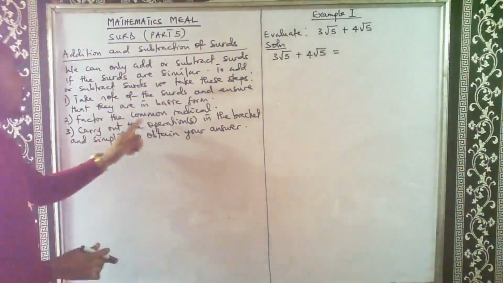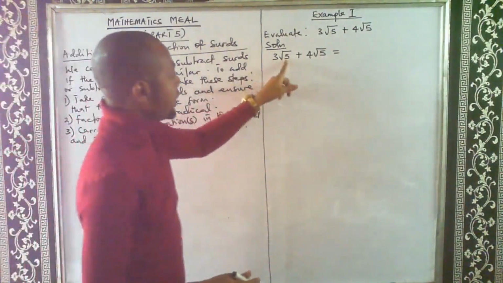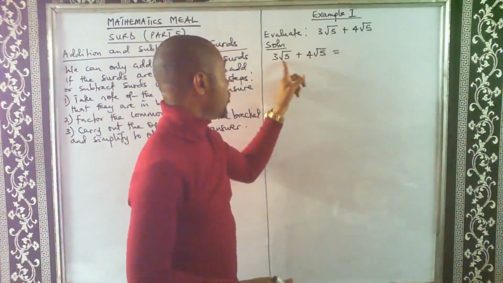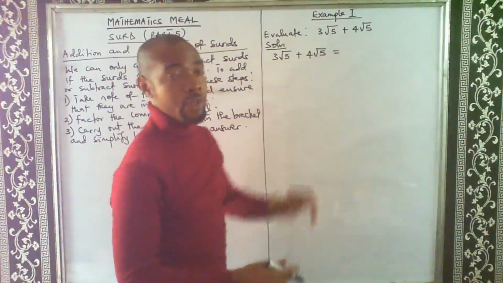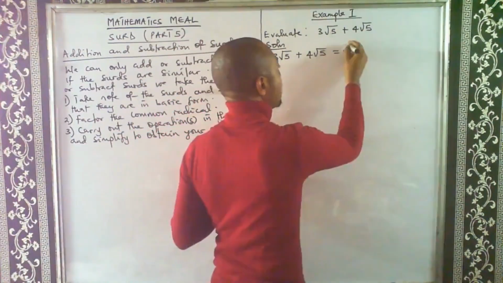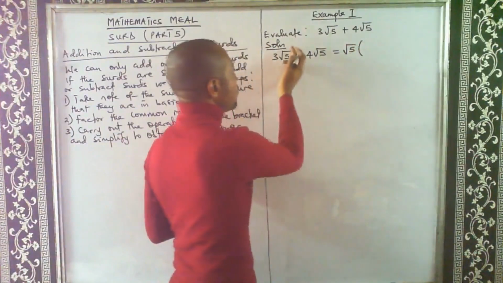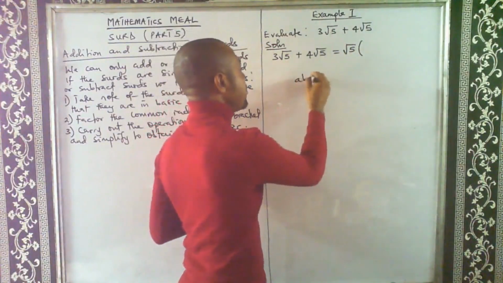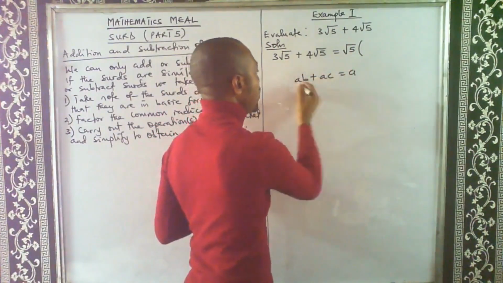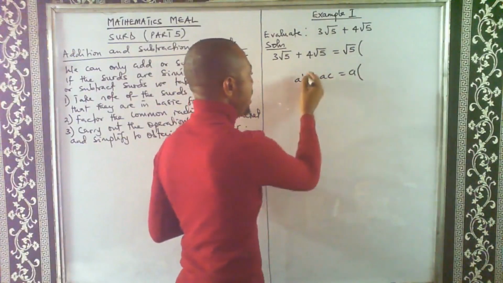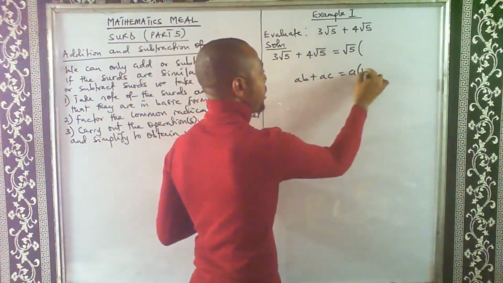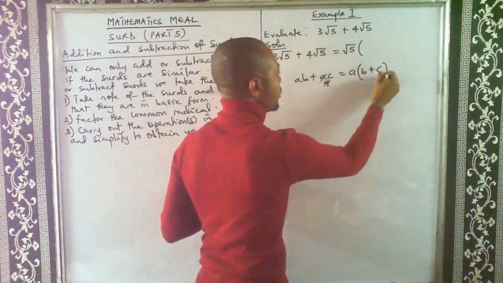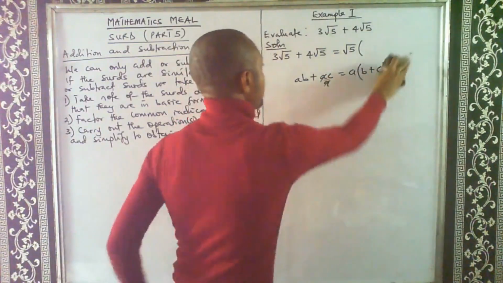Then the next thing, factor the common radical. The radical is the square root, that's the surd itself, root 3, root 5, and root 5. So if we factor it, it's common here. Remember how we do factorization. If I have AB plus AC, A is common, so when A divides AB, A will cancel A, remaining B, and when A divides AC, it will remain C. The same approach is what we are going to apply here.